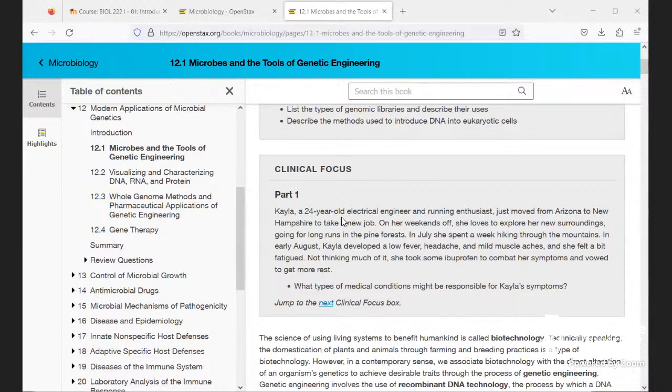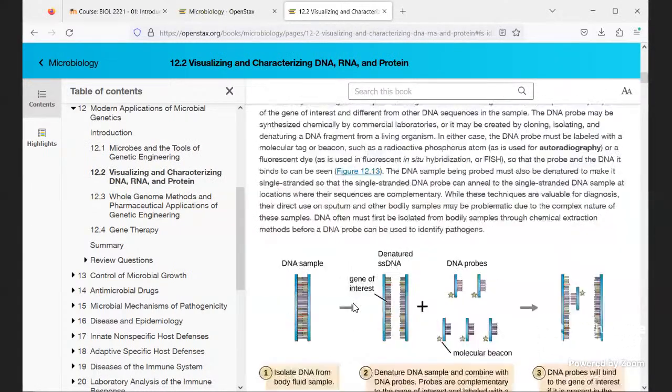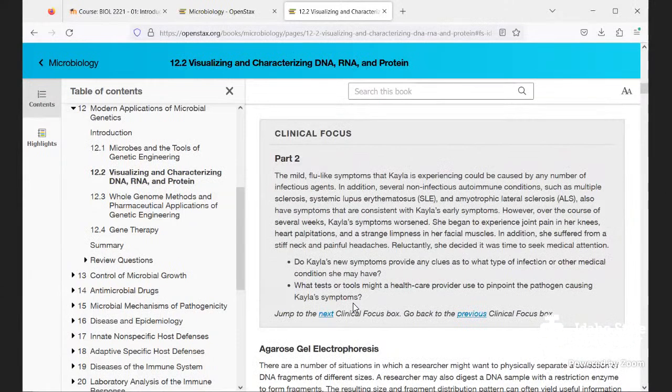But we start off with a patient, a 24-year-old female electrical engineer and running enthusiast. That's your first mistake, all right? So she moved from Arizona to New Hampshire, takes a new job, and wants to continue running, it seems. So she's running through the forests, hiking in the mountains, checking stuff out. She develops a low-grade fever, a headache, some muscle aches, feels a little bit fatigued, all right? So she takes some ibuprofen, thinks she's just coming down with something, and gets some rest. I think most of us would probably think that seems like a common way to deal with something like that, right?